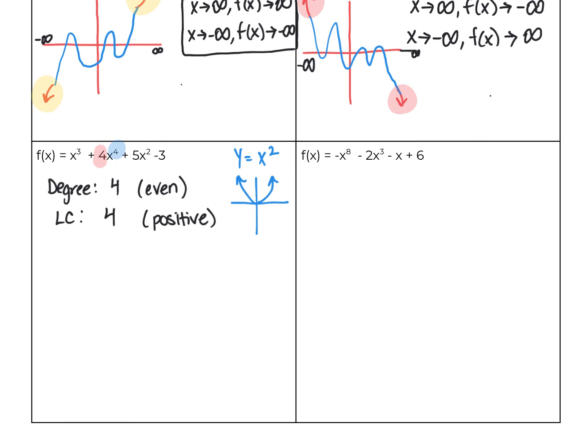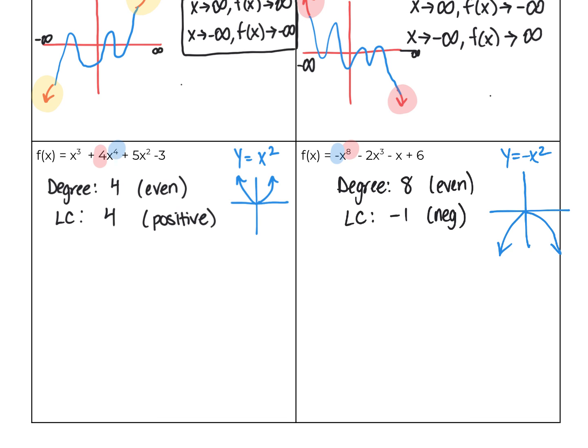And the second one, we have a degree with my highest power of 8 and my leading coefficient of negative 1. So my degree is my highest power, which is 8, and my leading coefficient is negative 1. So my degree is even, and my leading coefficient this time is negative. So that must mean it's going to mirror y equals negative x squared behavior. So it's going to look like this. So take a minute, pause the video, try these problems, and then hit resume when you're ready for the answer.